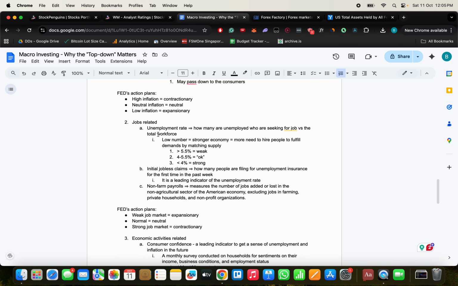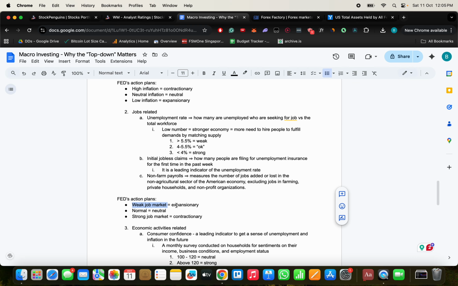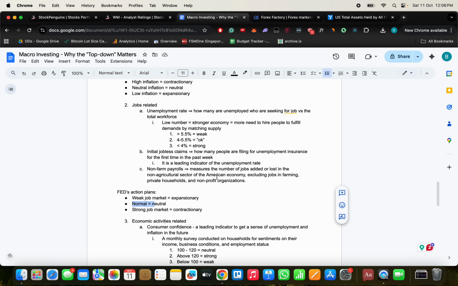Like I mentioned, the Fed will balance the unemployment rate against the inflation rate, right? So if there's a weak job market, the Fed may adopt an expansionary approach to cut interest rates to boost the economy. If it's a normal job market, they may remain neutral and do nothing. In a strong job market, this is where they might look to raise interest rates to cool things down, because a strong job market generally means that businesses are doing well, people are doing well, and they may start to spend on things, and then this is where your inflation may start to feel some upward pressure, right?